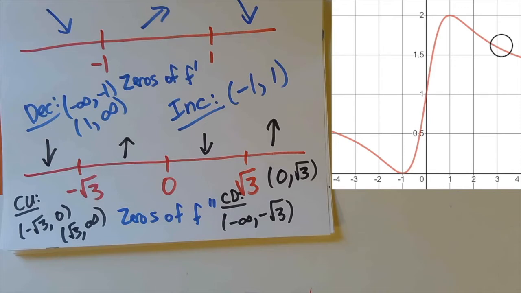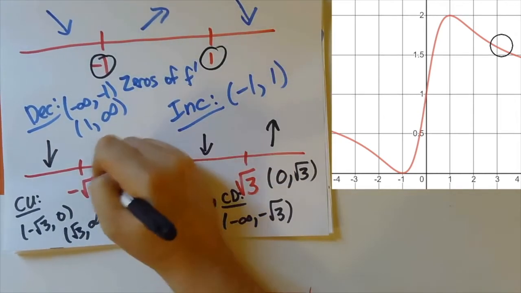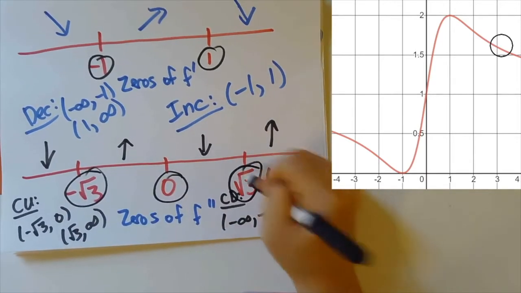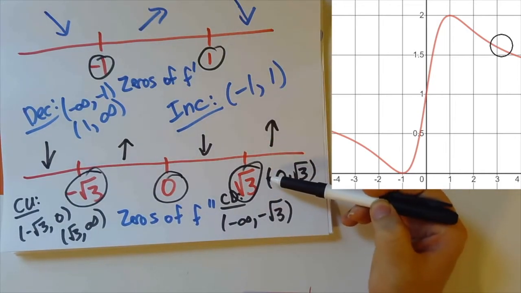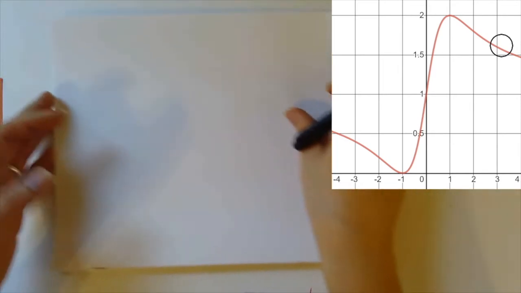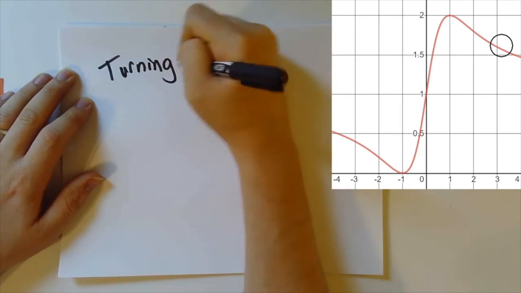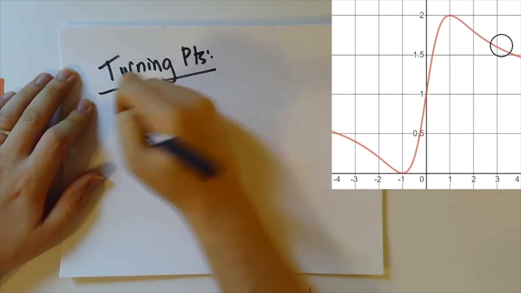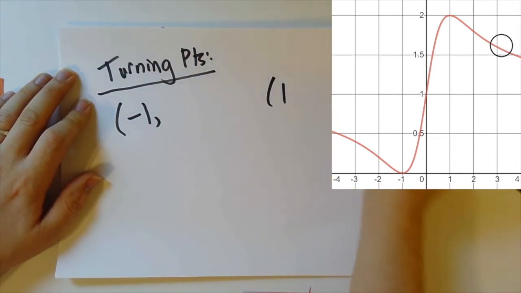Okay, so then what remains to do is to write down the turning points and the inflection points. These 5 things are the x-coordinates of the turning points up here and the inflection points down here. So my turning points have x-coordinates minus 1 and 1.